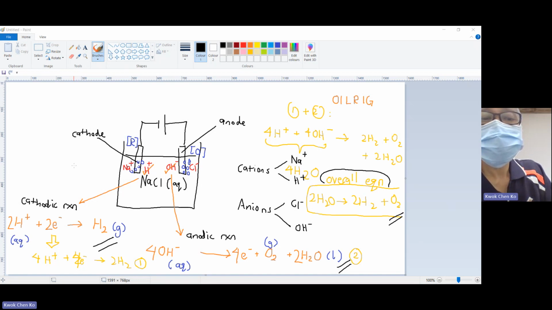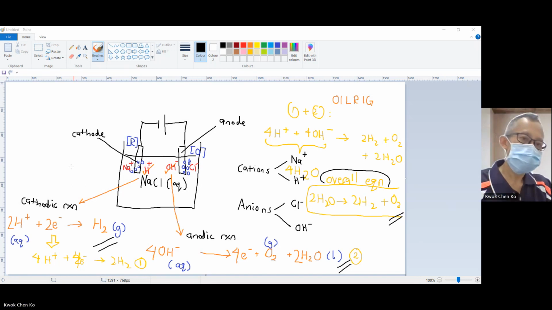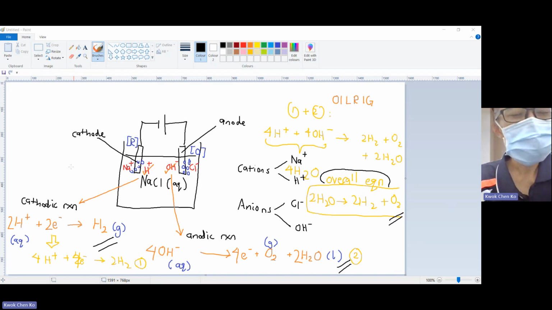Remember, long ago we went through the periodic table. What are the states of matter? But of course, at such high temperature, Cl2 will be a gas. I only remember Cl2 is a gas. Okay, at least you are not guessing.